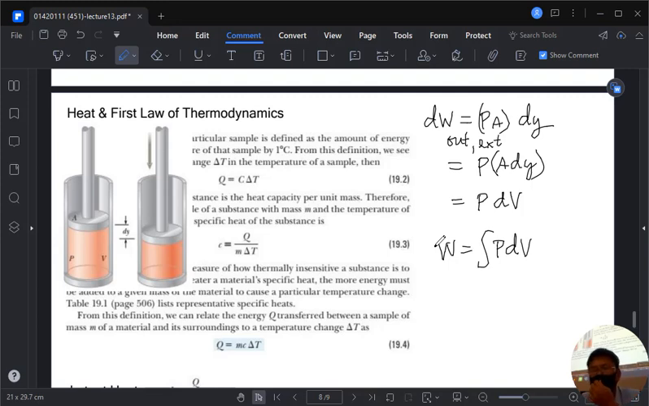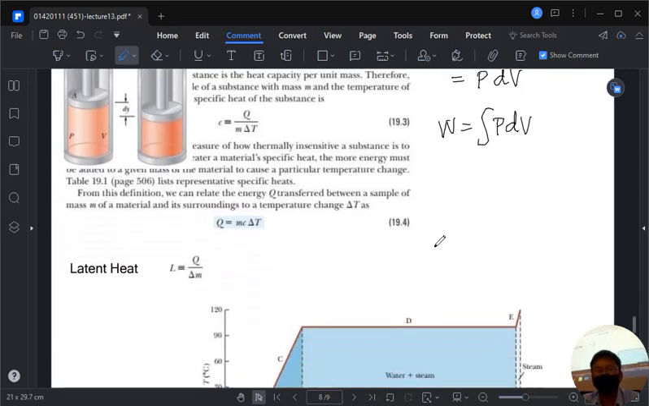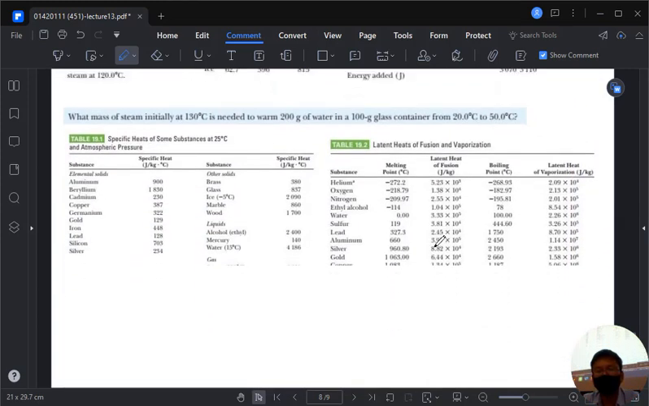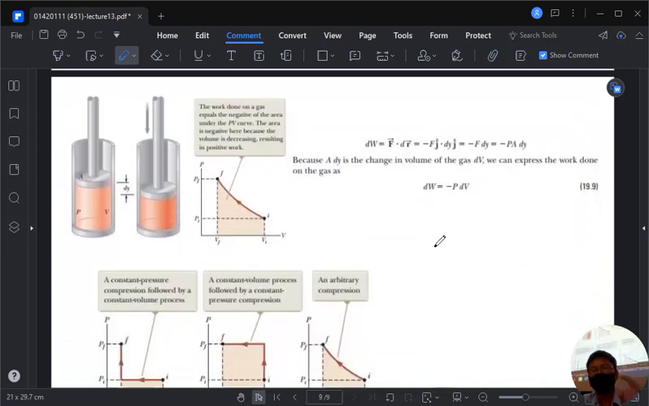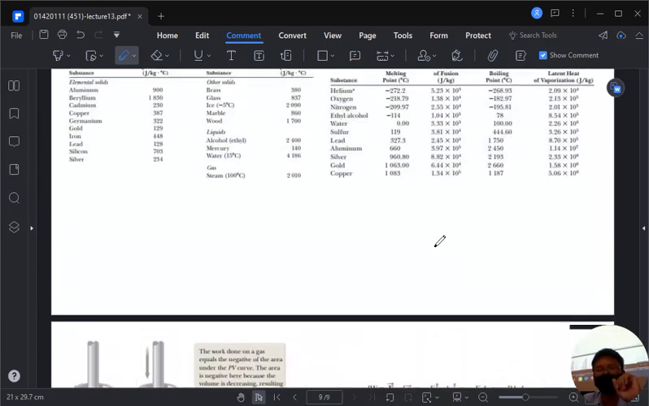I actually missed quite a few pages. Oh, it's here. Yeah, sorry about that.